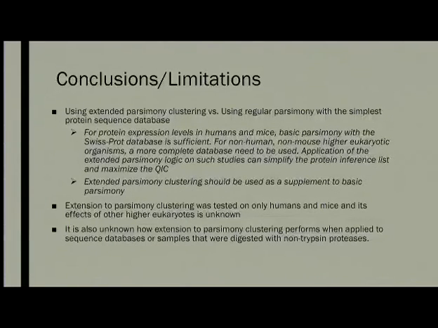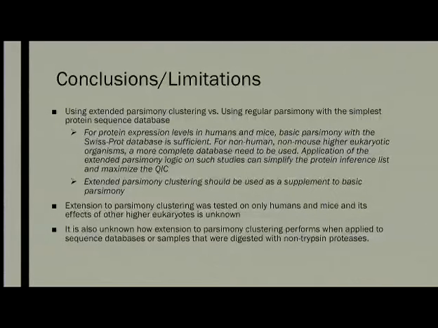However, the SwissProt database doesn't contain all the higher eukaryotic organisms. So, if you use non-human, non-mouse higher eukaryotes, then it's recommended that you use a more complete database, such as the addition of the TrEMBL database. And when you're going to use a much larger database, then it's recommended that you perform this extended parsimony logic, because it can simplify the protein inference list and also can maximize the QIC values. And also, the extended parsimony clustering should be used as a supplement to the basic parsimony, and it's not to substitute it. It's only used after.